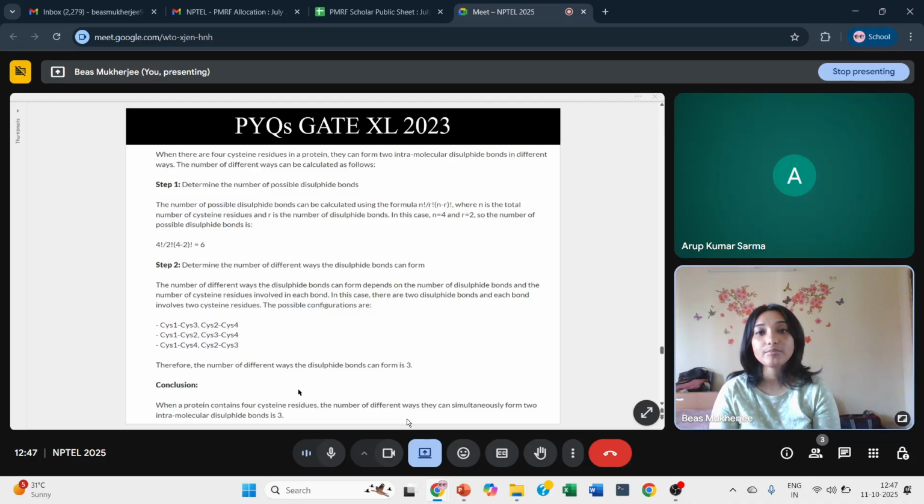Now determine the number of different ways in which these disulfide bonds can be formed. It can be between 1 and 3, 2 and 4; 1 and 2, 3 and 4; 1 and 4, 2 and 3, right? So that is 3 different ways. The number of different ways that the disulfide bonds can be formed is 3. So in conclusion, when the protein contains 4 cysteine residues, the number of different ways they can simultaneously form 2 intramolecular disulfide bonds is 3.